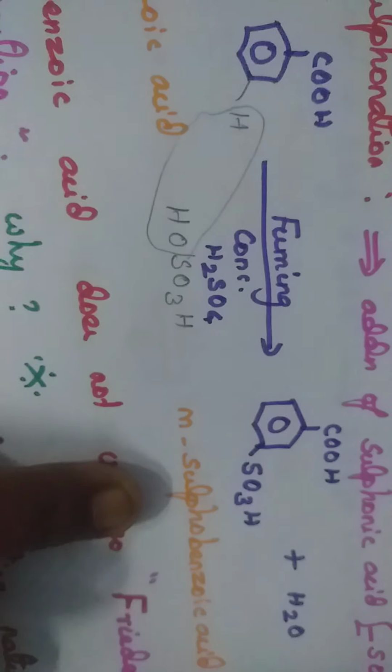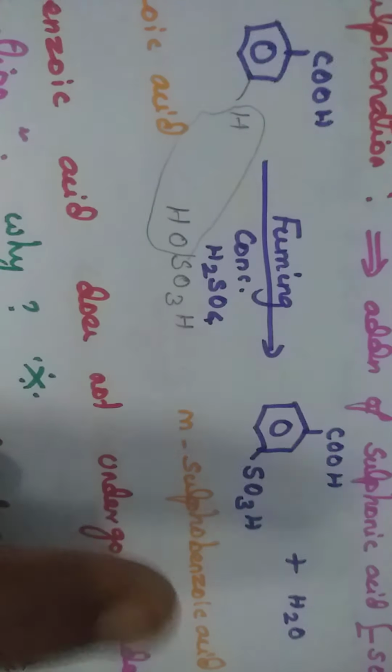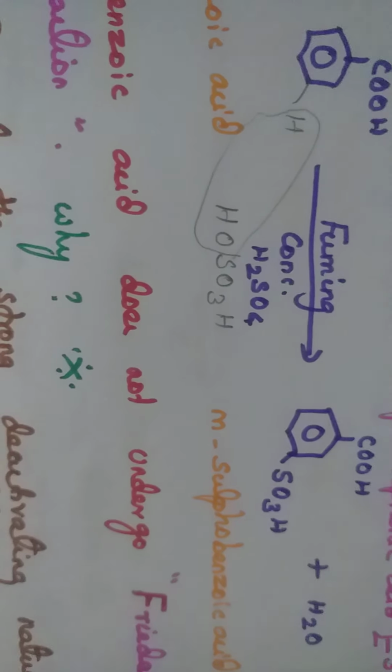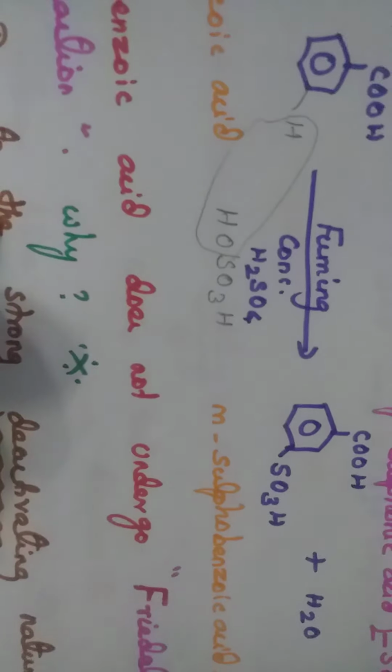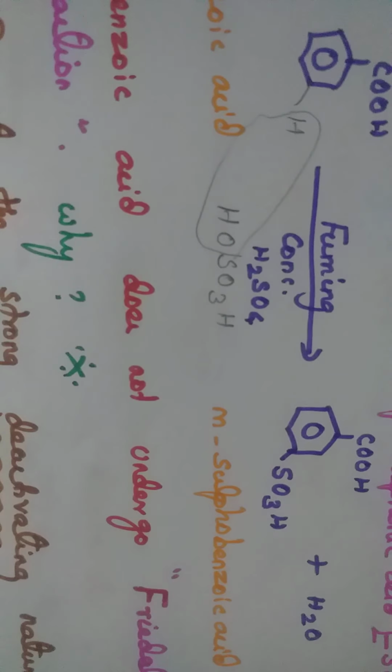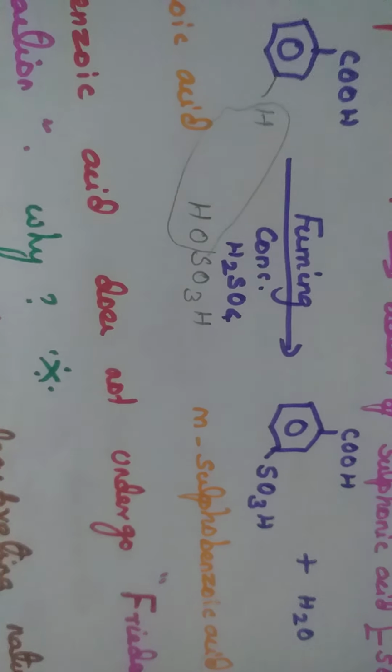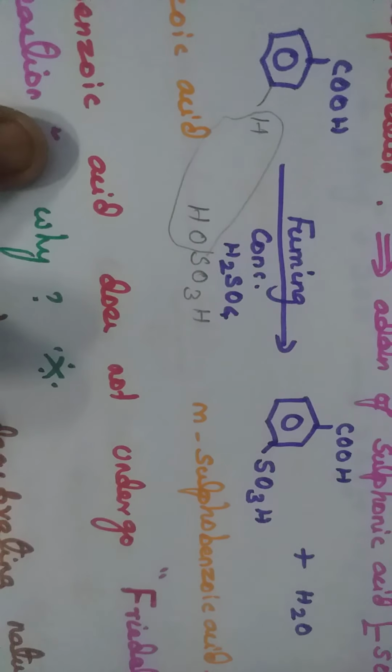So in electrophilic substitution reactions we see three types of reaction: halogenation, nitration and sulfonation. Halogenation means addition of halogen. Sulfonation means addition of SO3H group. Nitration means addition of NO2 group.